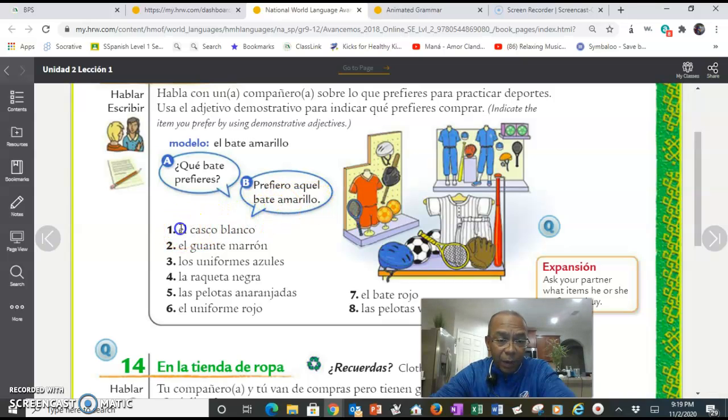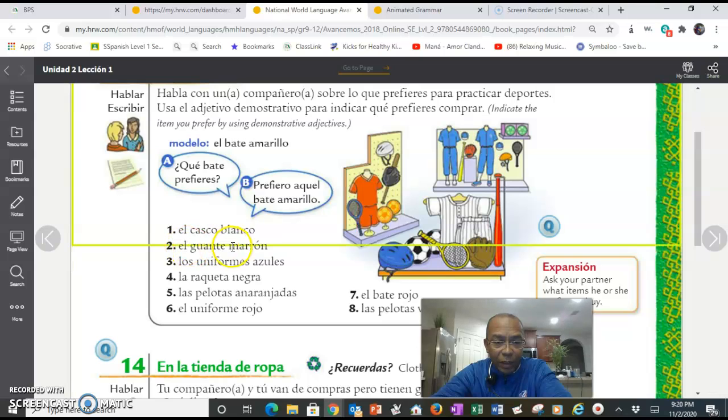Now we talk about el casco blanco. Okay, el casco is a helmet, blanco, white. Is this one right here. Not this one, nor that one either, but this. It's kind of far away from you, right? So you will say, ¿Qué te gusta el casco blanco? So which one would you use? That one. Ese casco blanco.